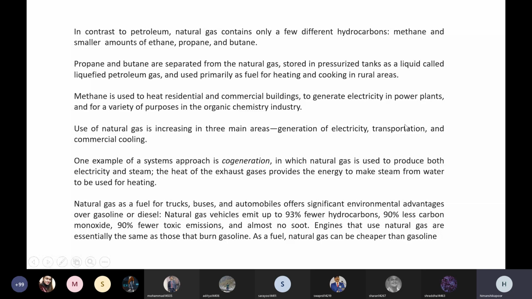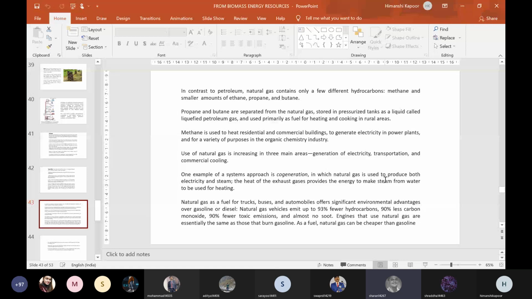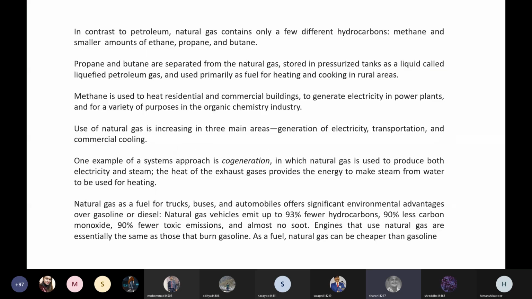Can you name how natural gas is used in transportation? CNG. CNG is used in tempos and auto rickshaws, which are now based on CNG. Compressed natural gas. Like DTC buses have evolved, they are using CNG instead of petroleum and diesel. So they have just evolved in terms of fuels.